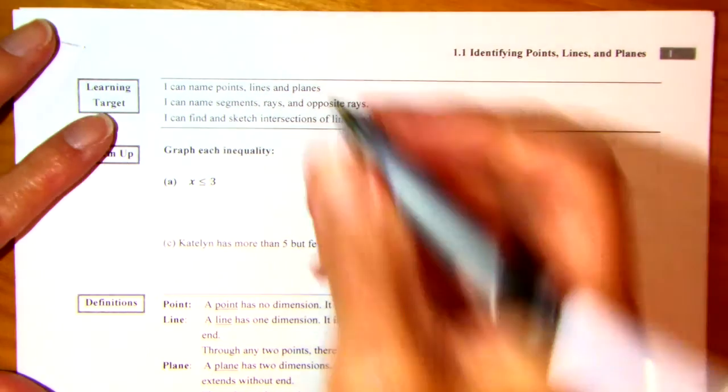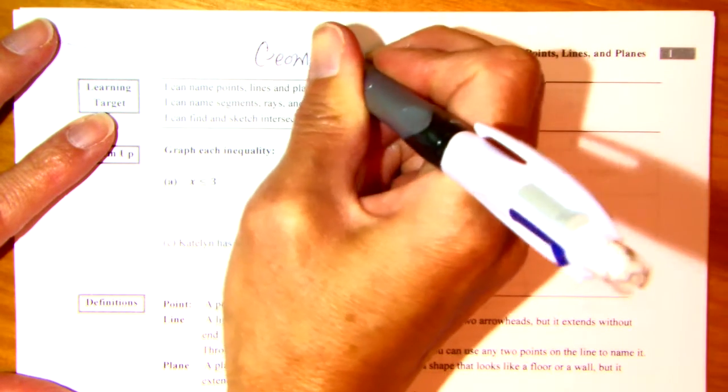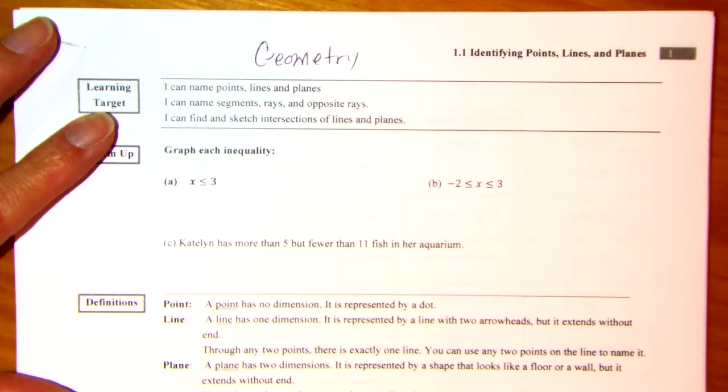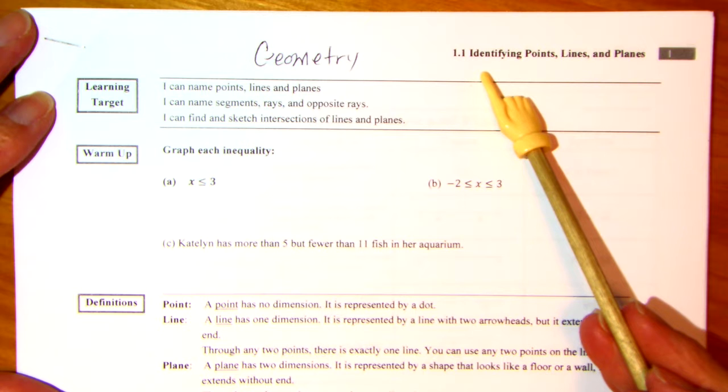Hello, it is Sunday, July 15th. This is geometry. And I want to point out we are covering the first section, 1.1, identifying points, lines, and planes.